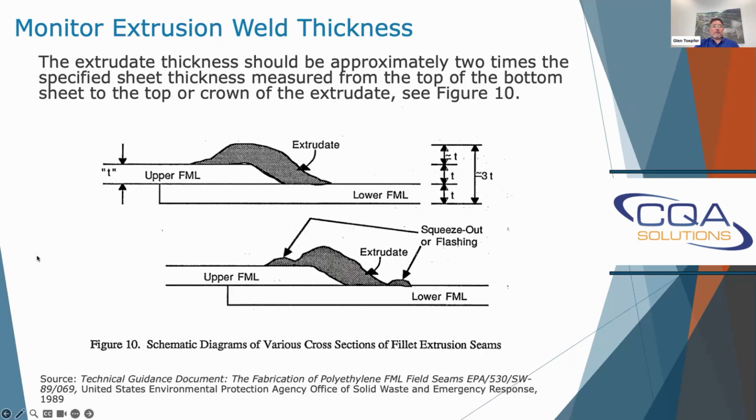Monitoring the extrusion weld thickness during trial welds. You're going to have your extrudate, and the thickness of the extrudate really should be equal to the thickness of the geomembrane. So it should only be above the geomembrane, the same thickness. If it was a 1.5 millimeter thick geomembrane, the extrudate should be 1.5 millimeters at most.